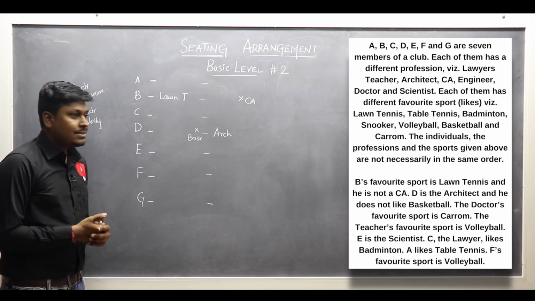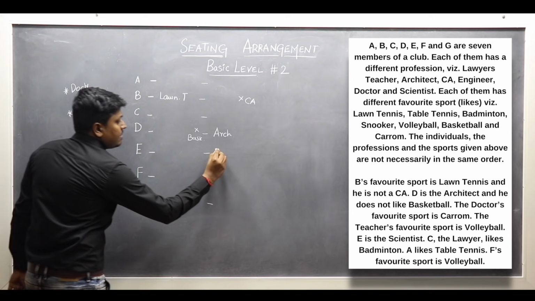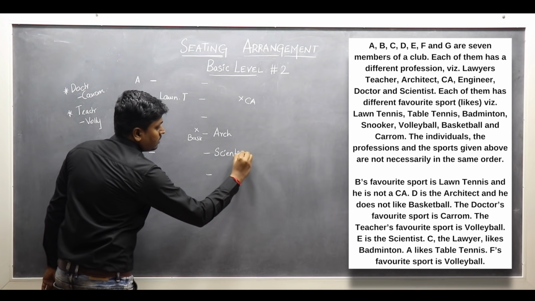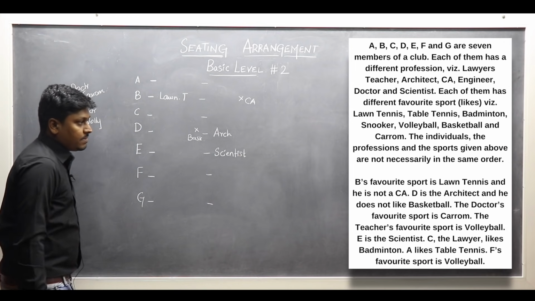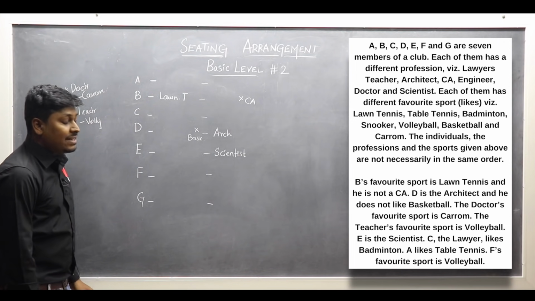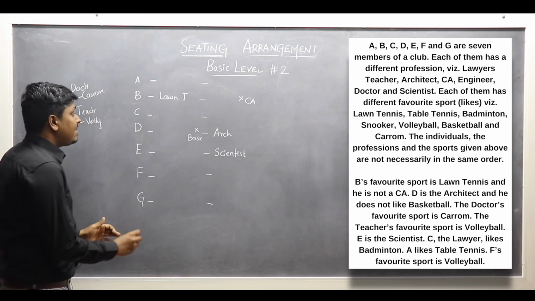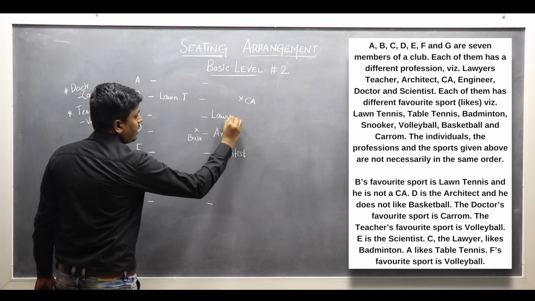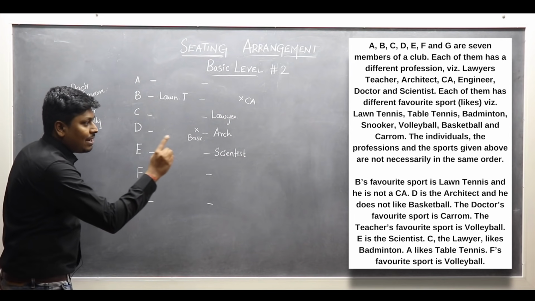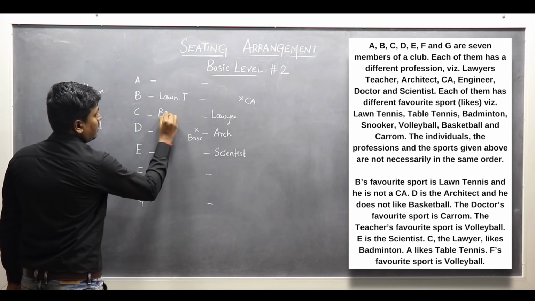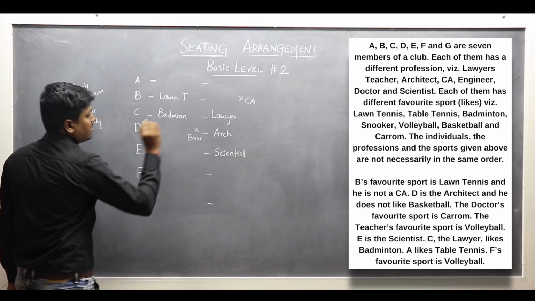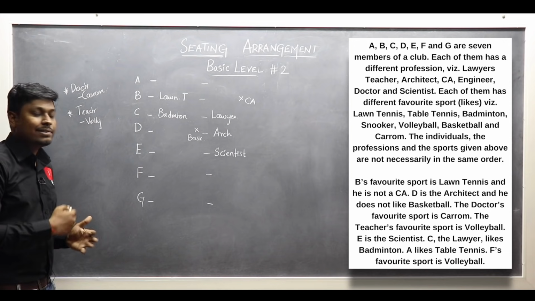E is the scientist. It's a direct statement, so the person E is the scientist. And the next, C, the lawyer, likes badminton. So the person C is a lawyer, again a direct statement, and this person C likes badminton. Okay, we can fix this: C is a lawyer who likes badminton.